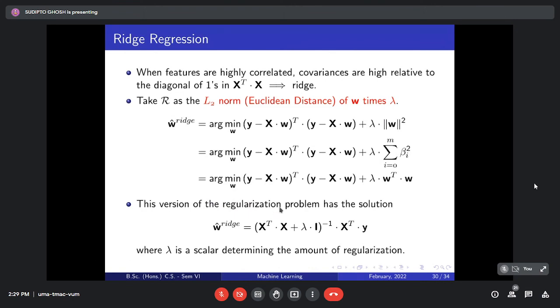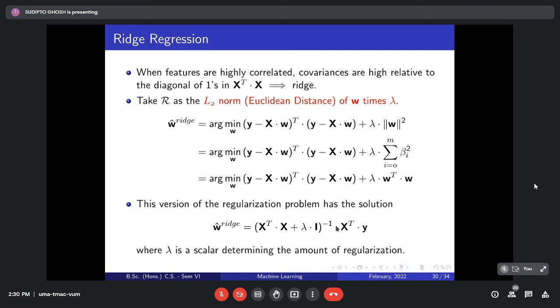You can take lambda to be 0, 0.01, 0.02, 0.1, 0.2, and you will come up with different values of this W hat vector, the parameters obtained from the ridge. That is why I have mentioned it as W hat ridge. When you partially differentiate this again with respect to all the parameters, you will come up with a solution very similar to what you have already done.